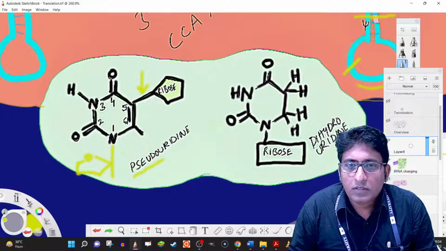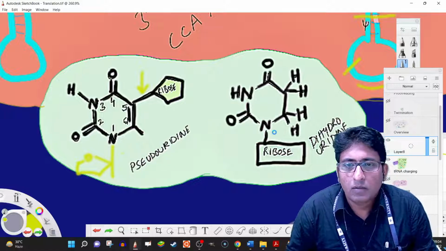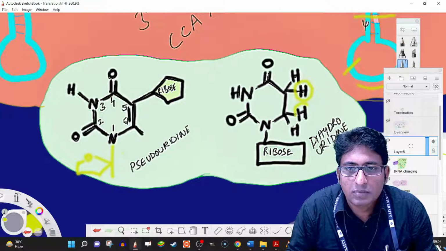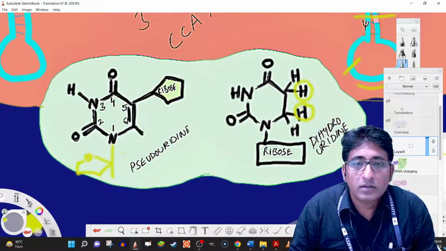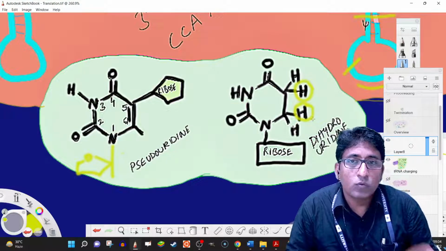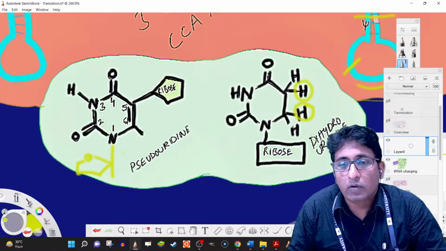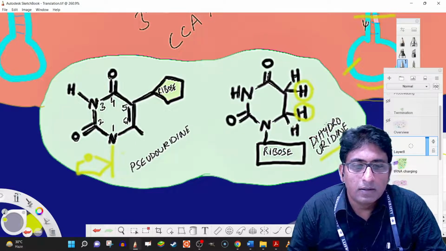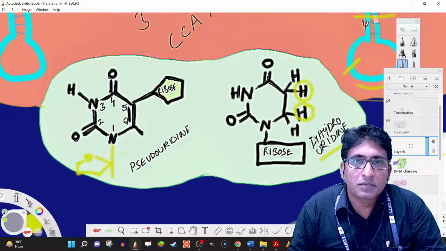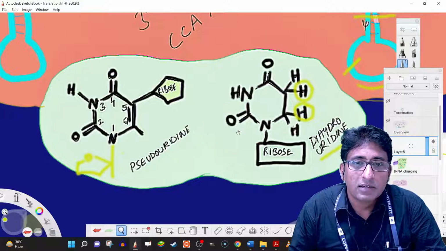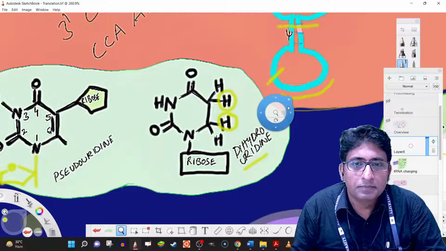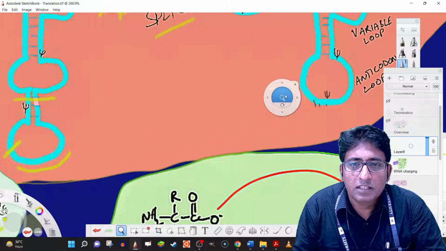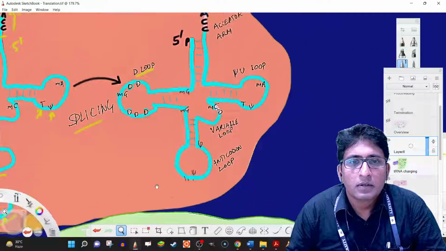Similarly, we also have another one, with two extra hydrogens present here. Normal uracil wouldn't have these. So we are adding two hydrogen atoms, and we call it dihydrouridine. So these are simple modifications that are present on the uracil. Similarly, methylguanine is also there, and many other modifications like that.